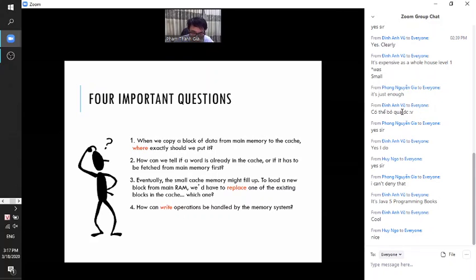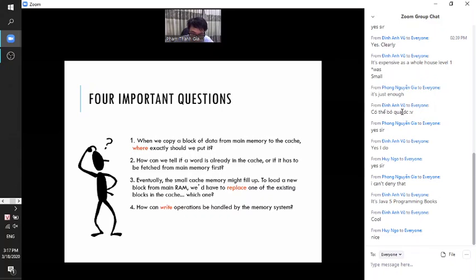The second question is how can we tell if a word is already in the cache, or if it has to be fetched from the main memory first? How do we know the address is in the cache or not? If not, we need to reach for memory.